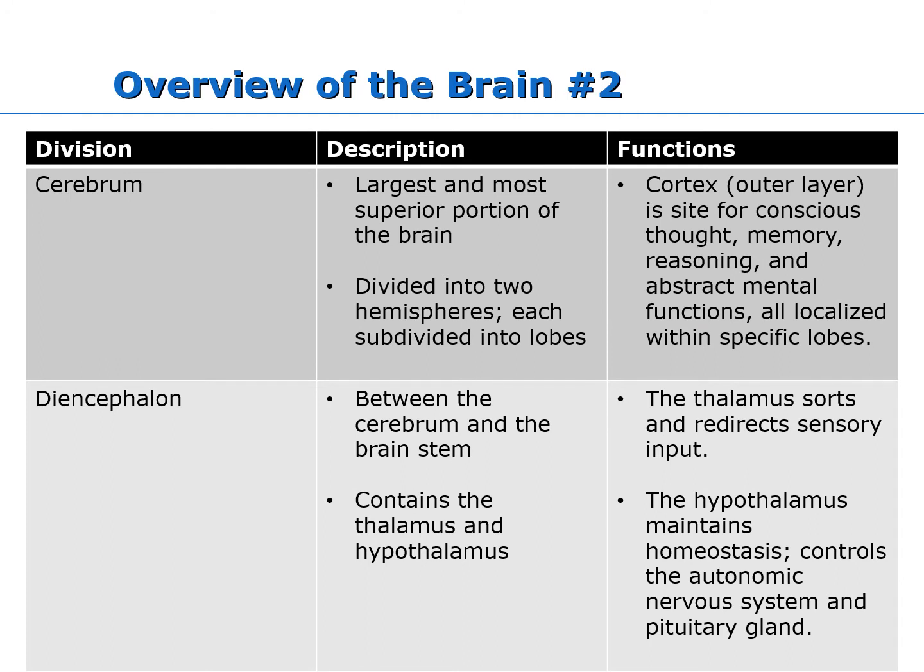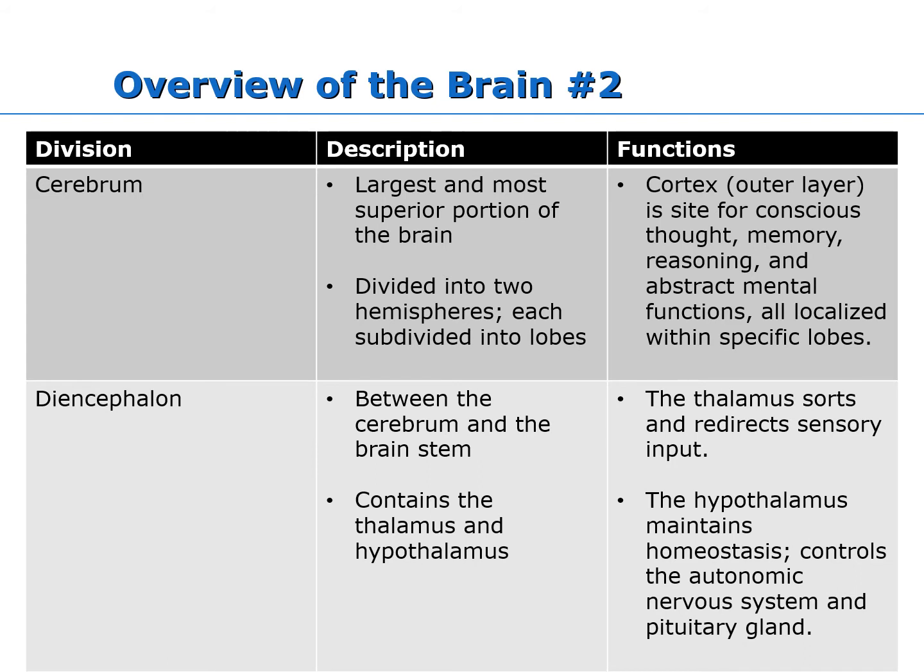So the cerebrum represents the most superior and also the largest part of the brain and can be divided into left and right hemispheres, all of which are shaped like a boxer's glove.